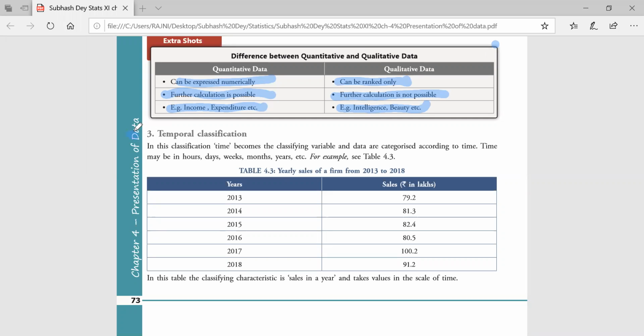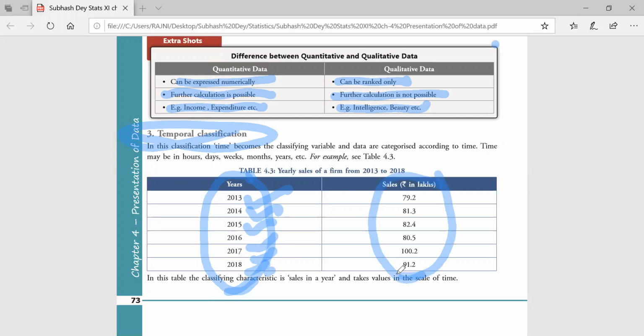Next one is the temporal classification. In the case of temporal classification in tabular representation, we divide the data into different categories on the basis of the time period, like 2013, 14, 15, 16. The main thing is that the data is represented in the form of time.